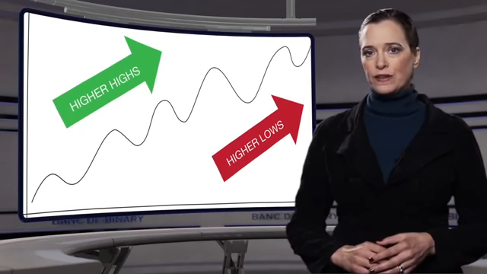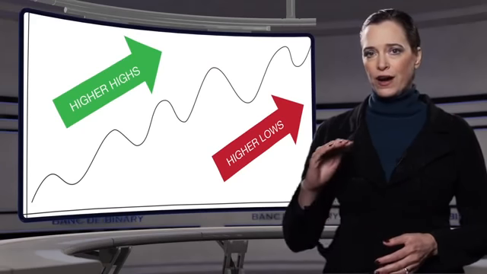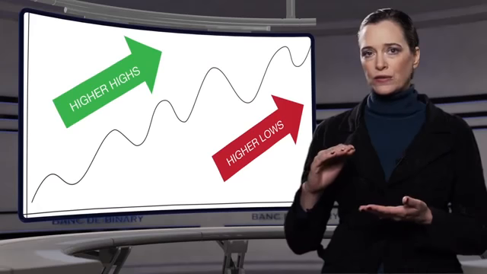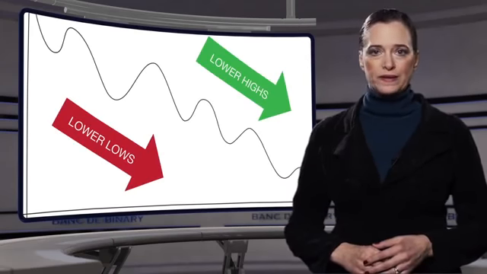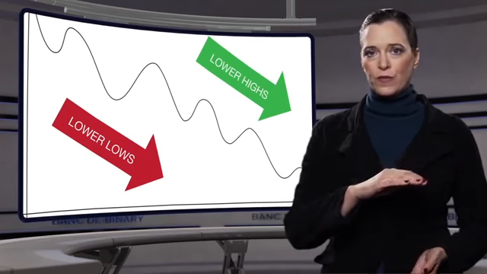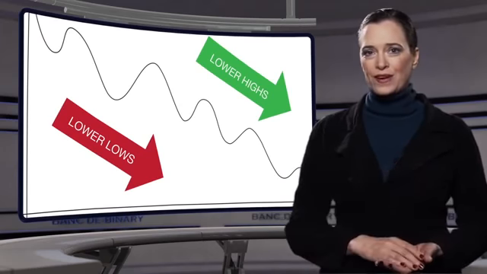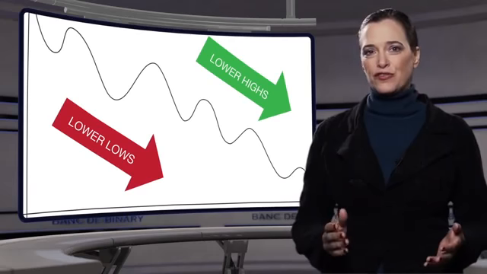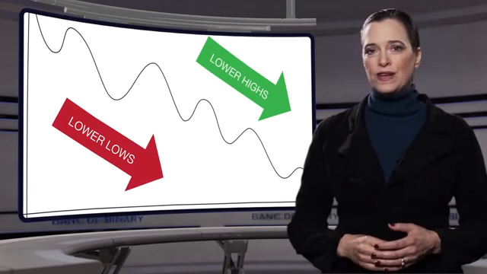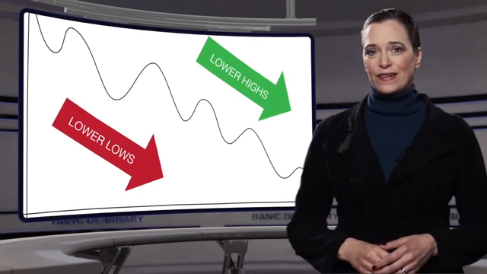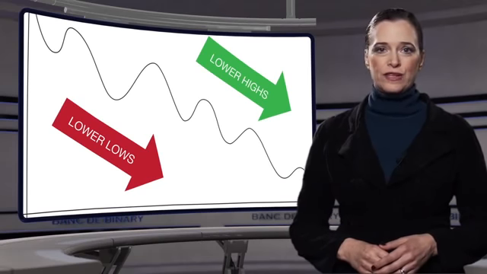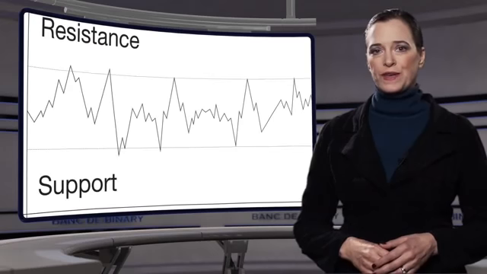An uptrend is defined by a series of higher highs followed by higher lows, like this. And a downtrend is the opposite, lower highs followed by lower lows. An old maxim for traders is the trend is your friend, so you need convincing evidence before you trade against it. That evidence can sometimes be found in areas of traditional support and resistance.